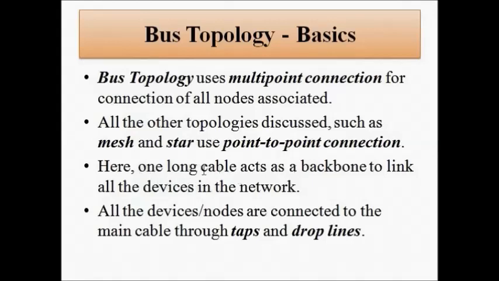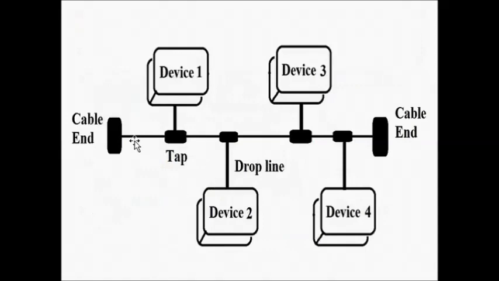Here one long cable or one long wire acts as the main communication line, the main communication pathway, which is also called the backbone, and all the devices, all the other nodes, are connected to that main cable. Okay, so the bus topology looks something like this. This straight line is the main cable. Here is one cable end, here is another cable end. This horizontal line is the main cable, which is the single communication line, called the backbone of the network.